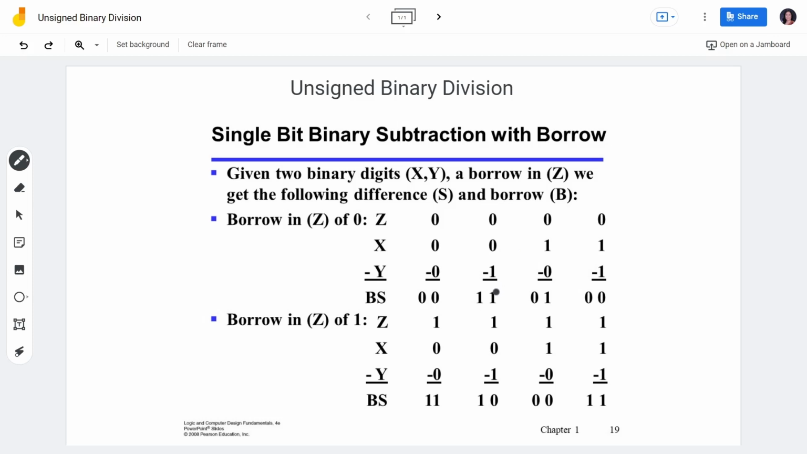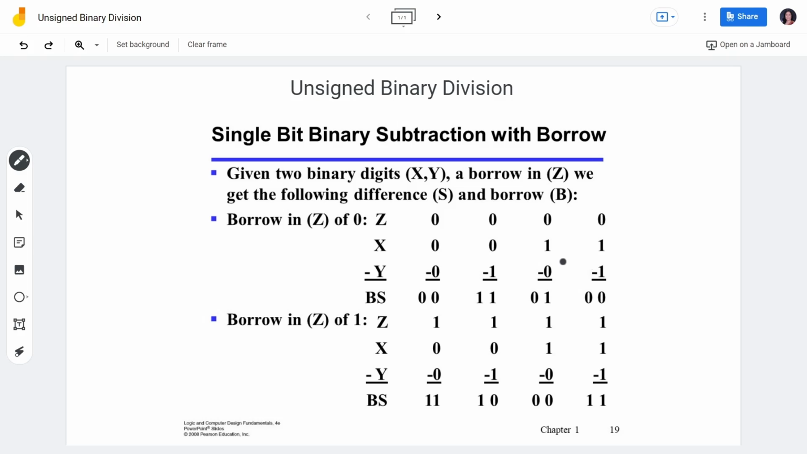Why has a borrow occurred? Because here we have the minuend and the subtrahend. Which of these is the larger value? Of course, it's the subtrahend. Since the subtrahend has the larger value, you will need to borrow a value from the next digit. That's why we have 1 borrow 1.